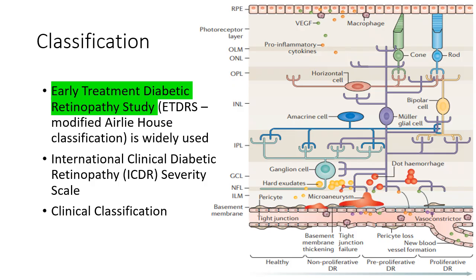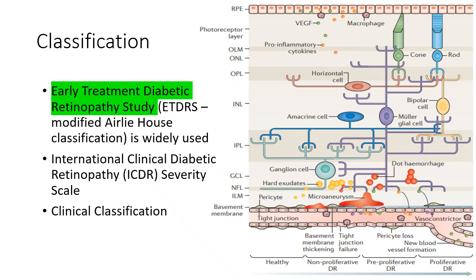Now, the classification of the disease is based on the natural history of the disease itself. You see, the healthy retina with the intact basement membrane and the pericytes. And then as it begins, it starts with a non-proliferative type of diabetic retinopathy, where there is some basement membrane thickening, some tight junction failure, and microaneurysms are happening. After that, what happens is pericytes are lost and gradually there is new blood vessel formation. So proliferative diabetic retinopathy sets in. So this is how the disease runs its course, right?